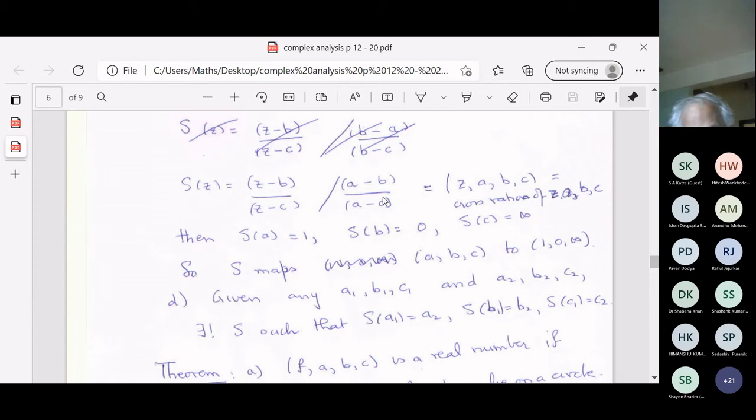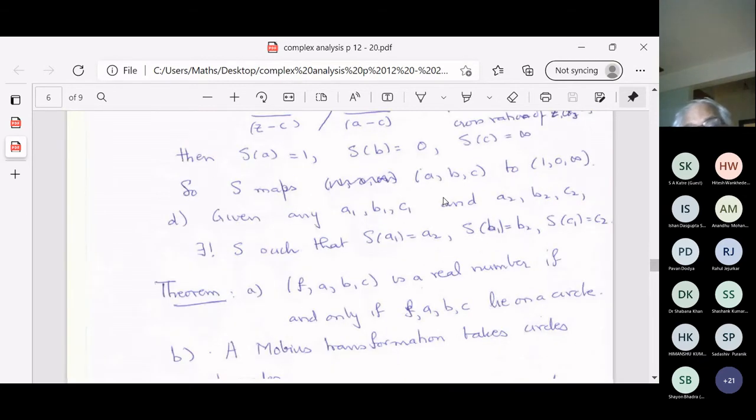Okay. So remember, cross ratios are given by what? You take 3 points A, B, C, map them to 1, 0, infinity by a Mobius transformation, and the image of that point F or Z under the Mobius transformation is called the cross ratio of Z with respect to A, B, C, or it's called the cross ratio of Z, A, B, C.